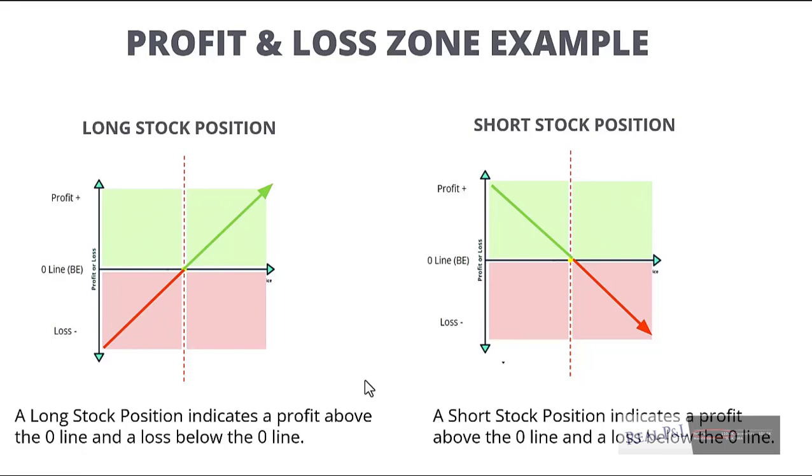So a short stock position indicates a profit above the zero line and a loss below. So when you're short, you'll be making money in this quadrant, and you'll be losing money in this quadrant. Where the price of the underlying goes up, you're losing, and the price of the underlying goes down, you're winning. So you can see these are opposites: a short stock position versus a long stock position.